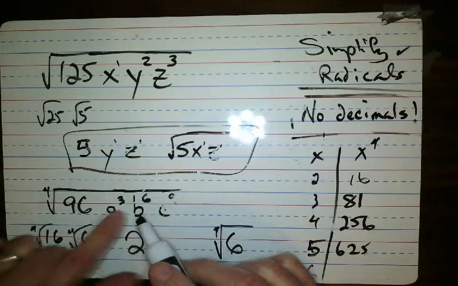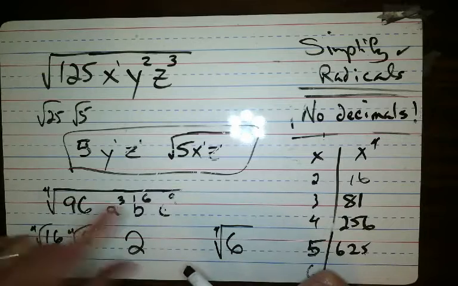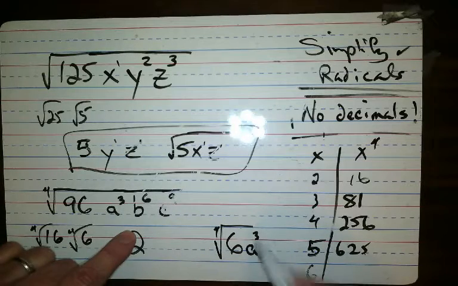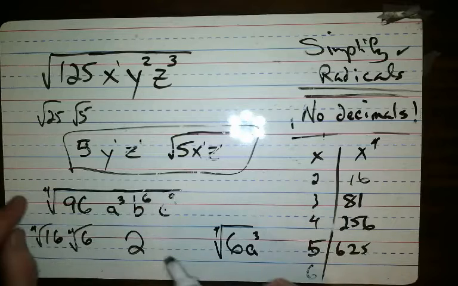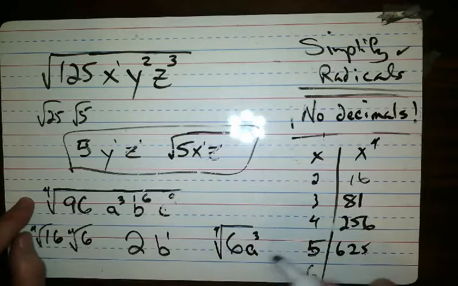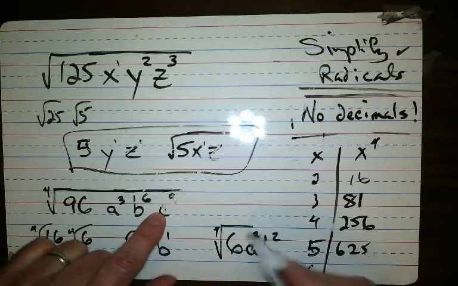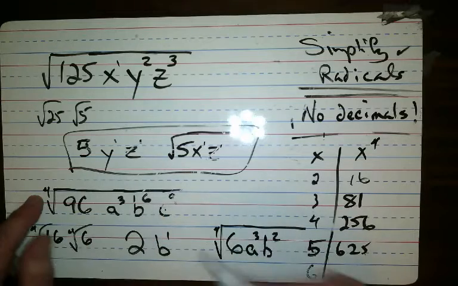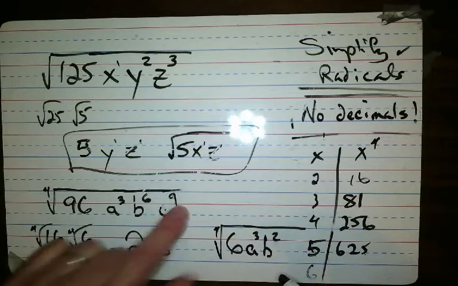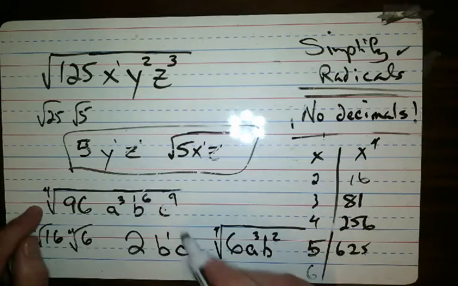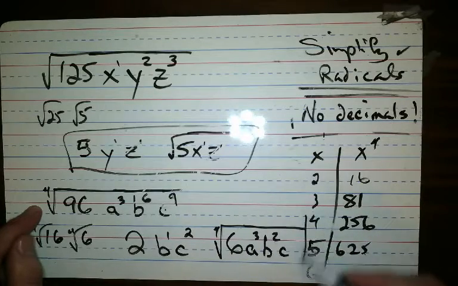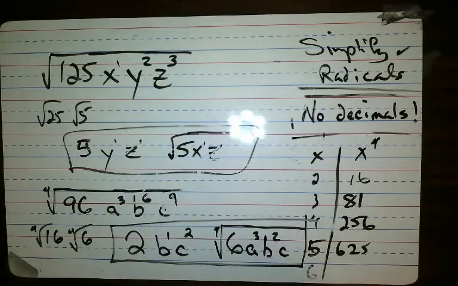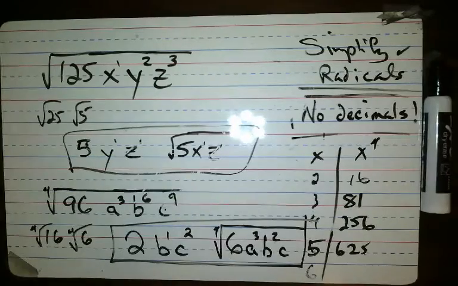Can 3 divide by 4? No. This is smaller than that. That has to stay, right? How about 4 goes into 6? 4 goes into 6 one time with 2 left over. How about 4 goes into 9? 4 goes into 9 2 times with 1 left over. Ta-da! The total and complete answer. That's what we're doing today.